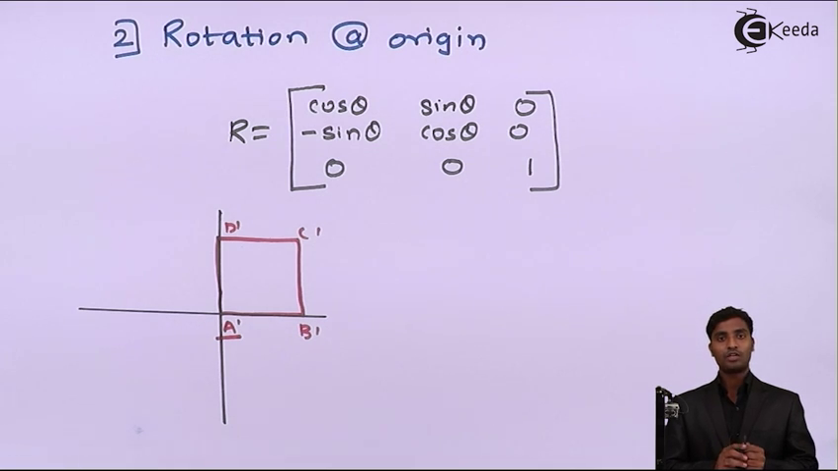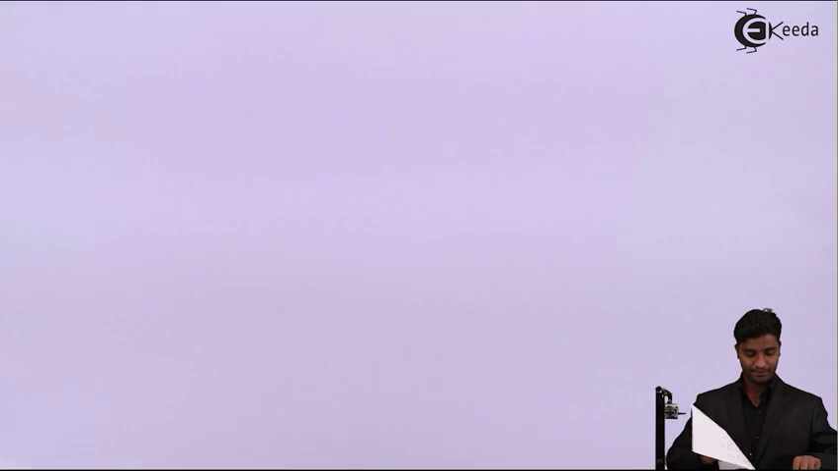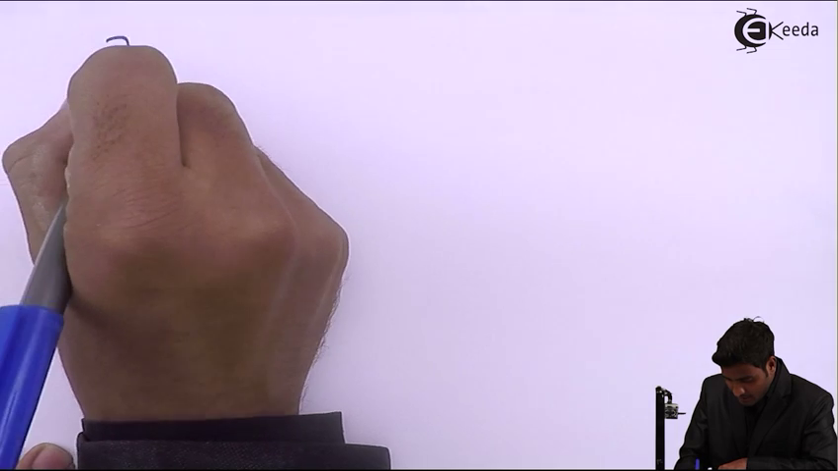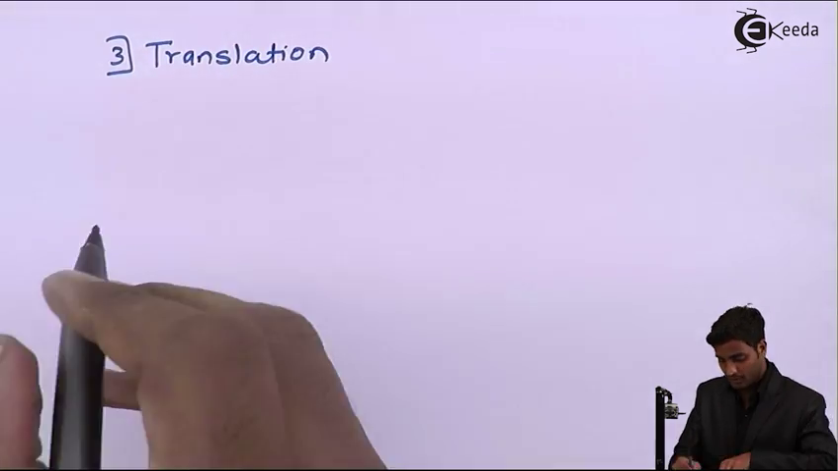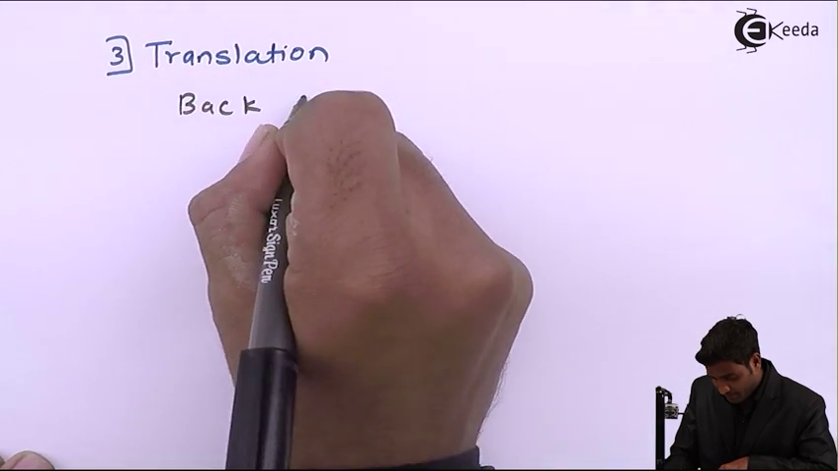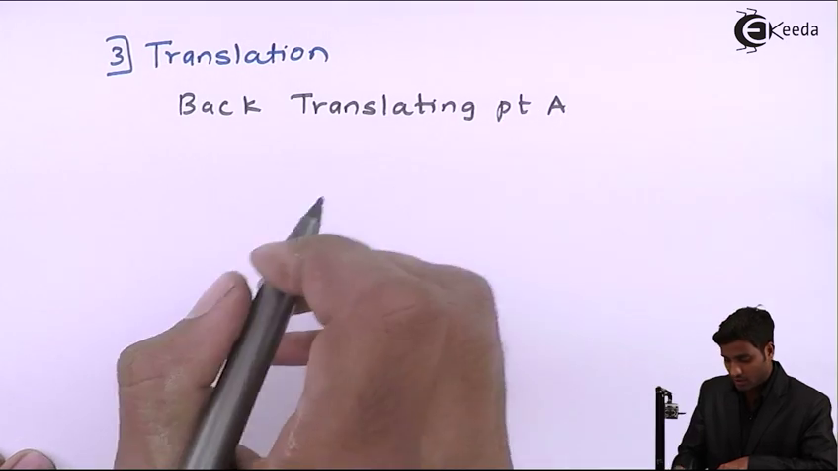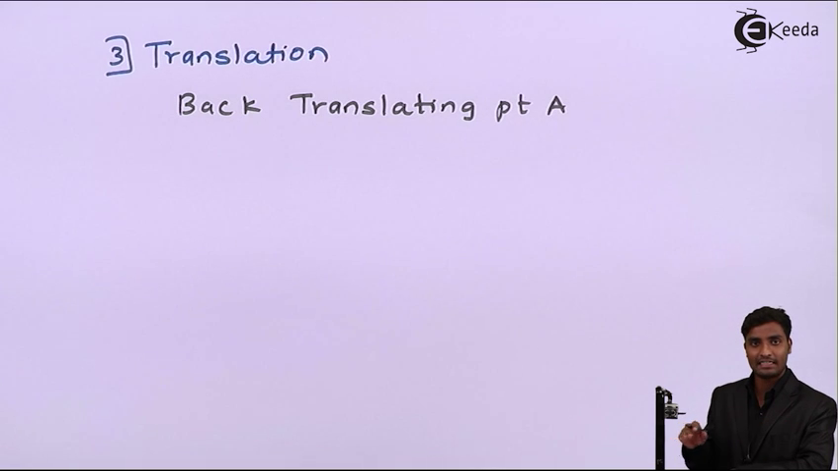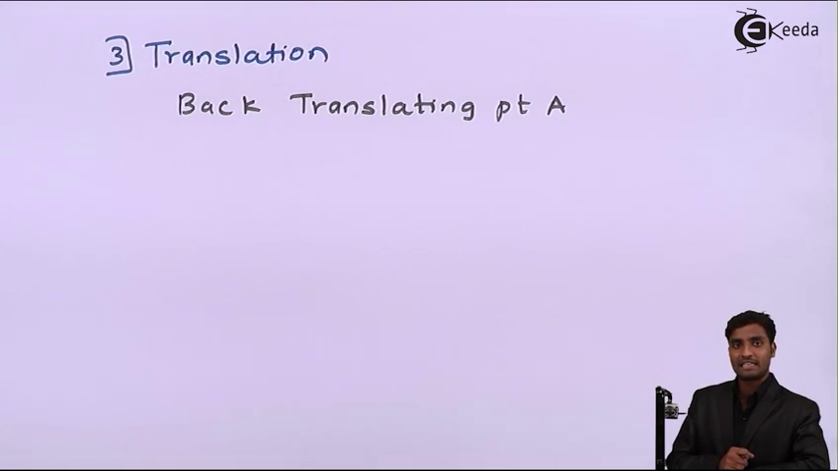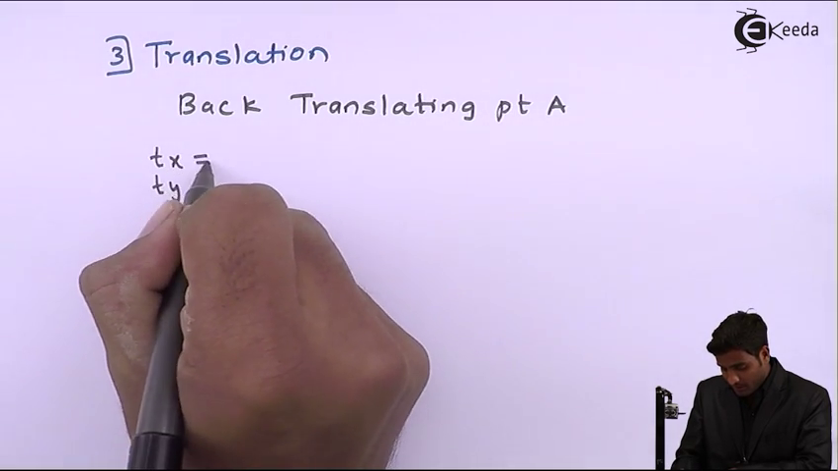So third I will do translation, that is back translation, back translating point A. For translation we will require Tx, that is translation along the x direction, and Ty, that is translation along the y direction. So Tx and Ty we will require.